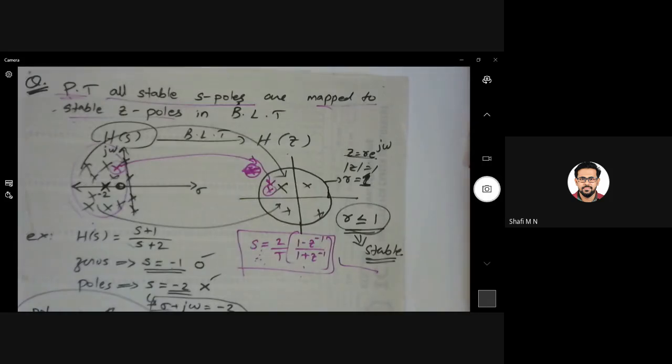Check whether this is clear. I will start the derivations. We'll move a bit fast.